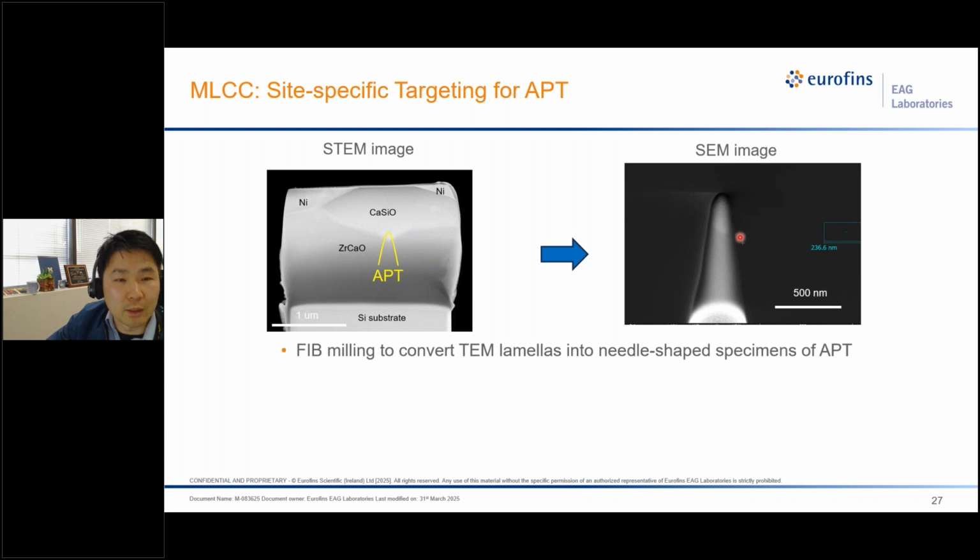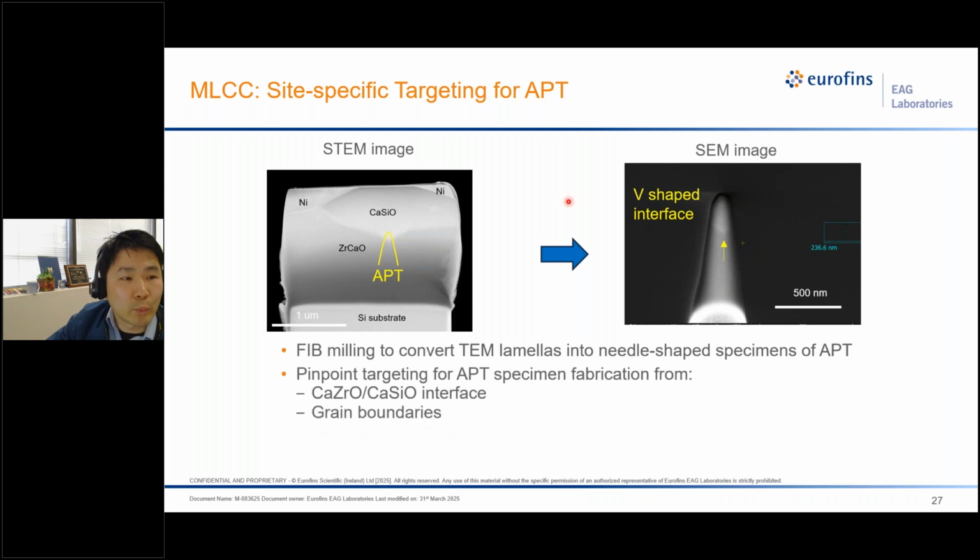centered in the apex. So using the same method, we can target different regions like the interface between the electrode and the ceramic, and the interface, the flat region between the two ceramics. So we can do a lot of things with this sample preparation protocol that allows us precise targeting.